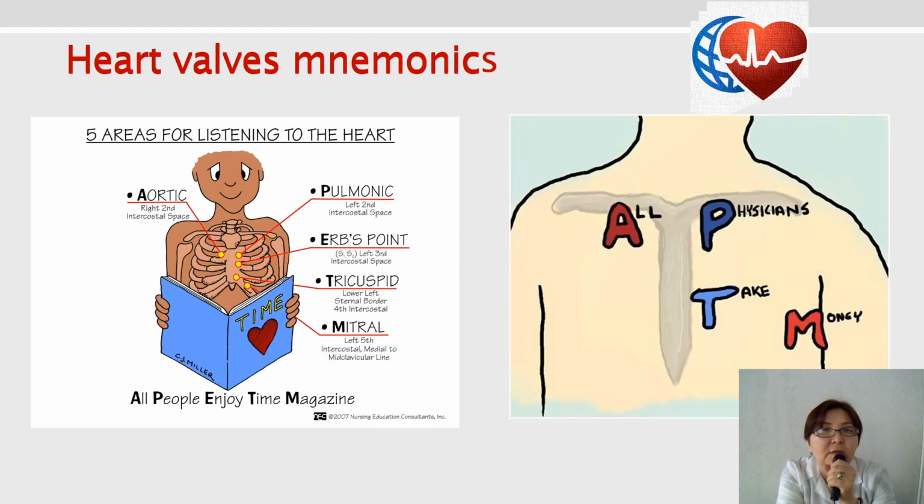Here you can see the mnemonics, how to memorize the heart valves. You can memorize: All People Enjoy Time magazine. It means aortic, pulmonic, Erb's point, tricuspid, and mitral. And also the next mnemonic is All Physicians Take Money: mitral, aortic, pulmonic, and tricuspid.